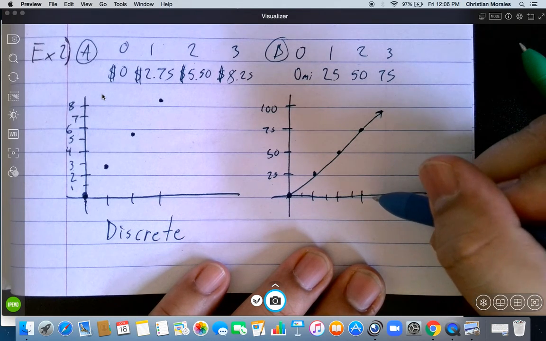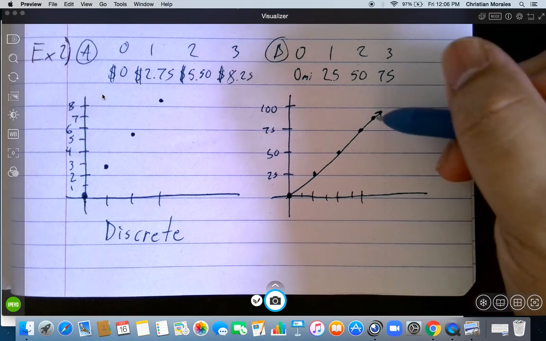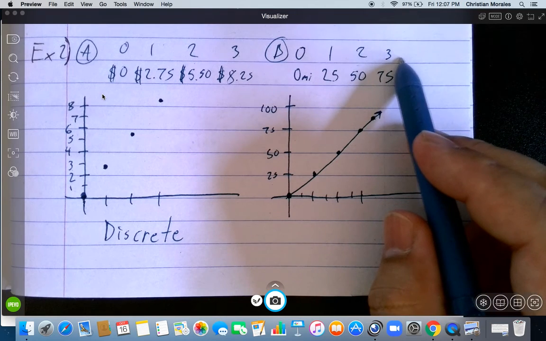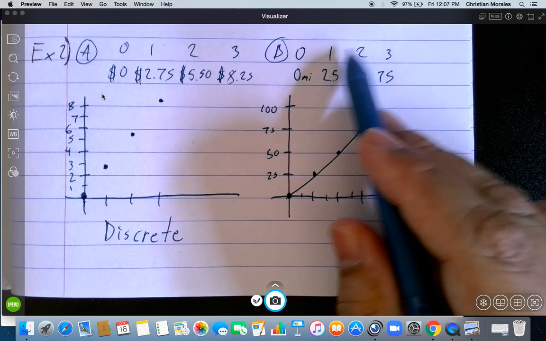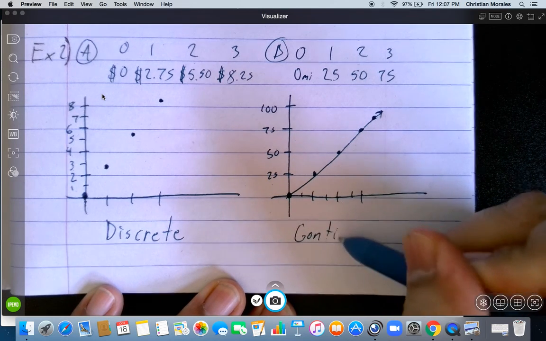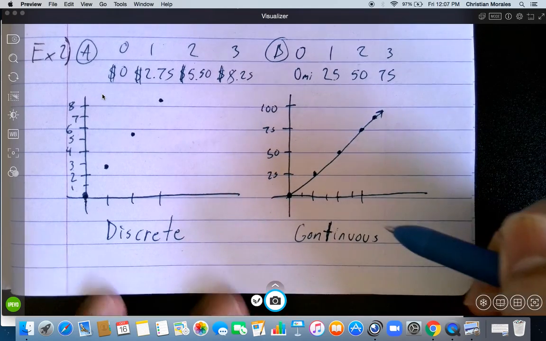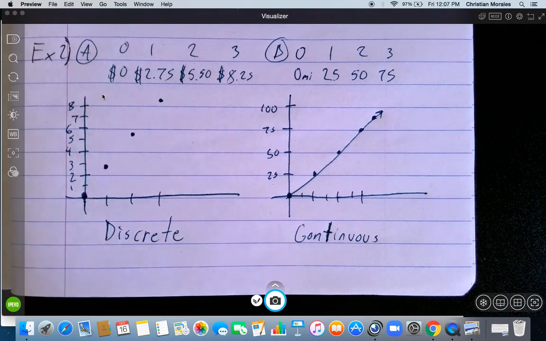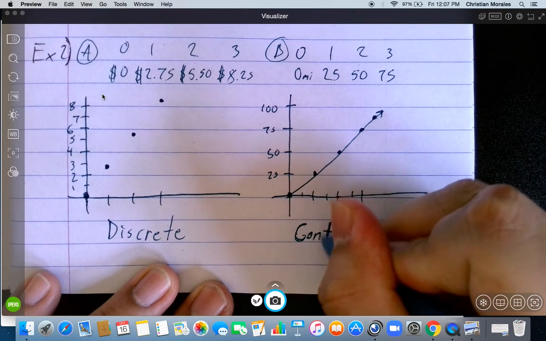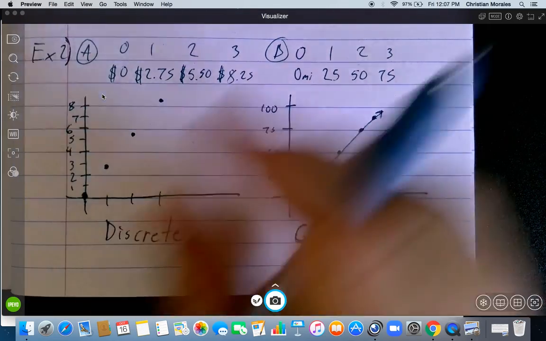So like if I want to put 3.5 gallons of gas, 3.5 would be somewhere right here. That's a point. I can do that. I can put 3.5 here, 2.2, 1.7. So this is what we call continuous. If you can connect the dots because it makes sense in this situation, you would call it continuous. All right, that's example number 2.